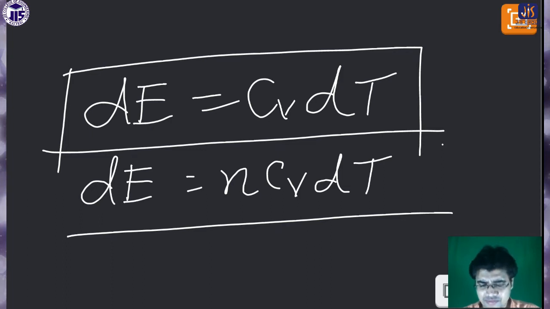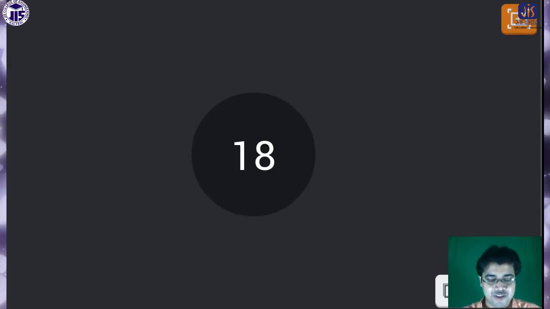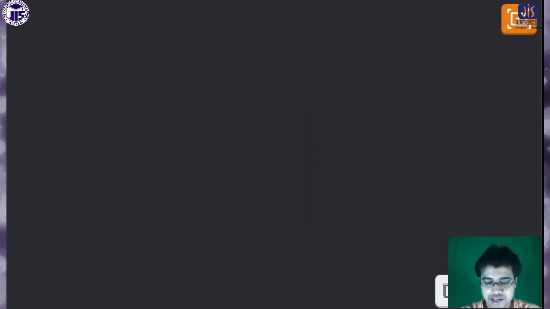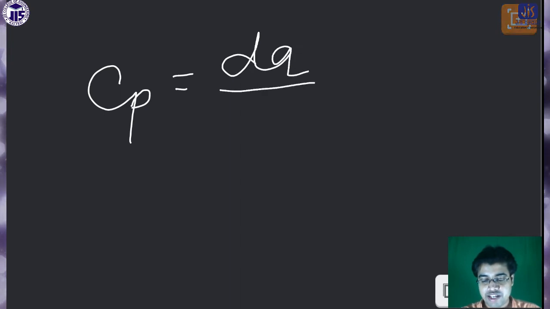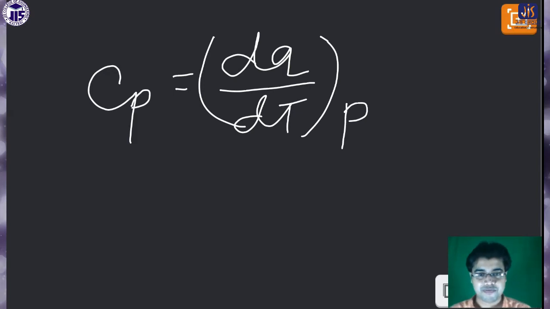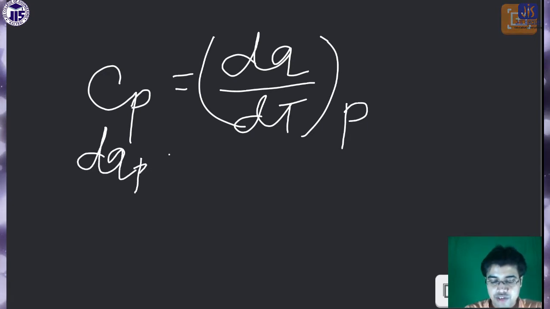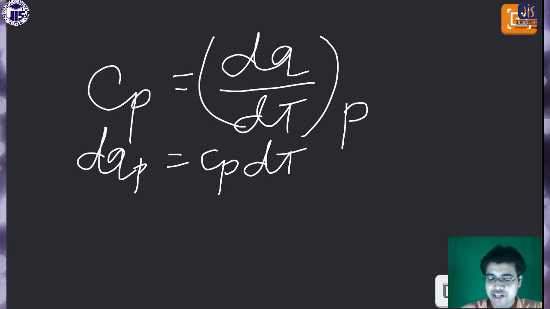Now come to the next point, what will be Cp. If we write Cp, then Cp equals dq by dt, in the same way, but here it will be at constant pressure, isn't it? So at constant pressure, we can write dqp equals Cp dT.